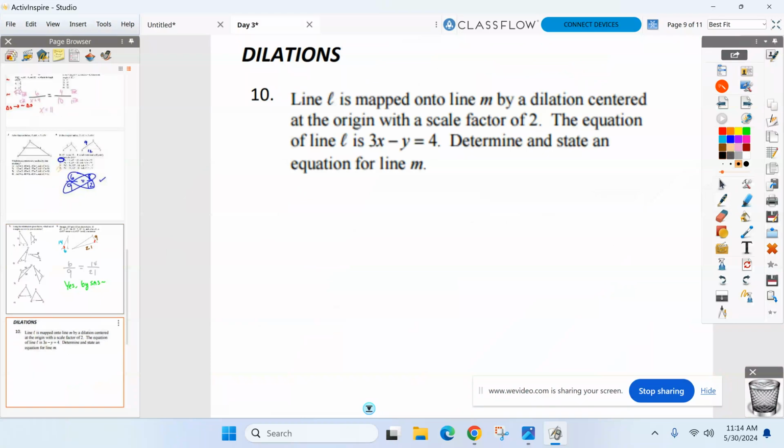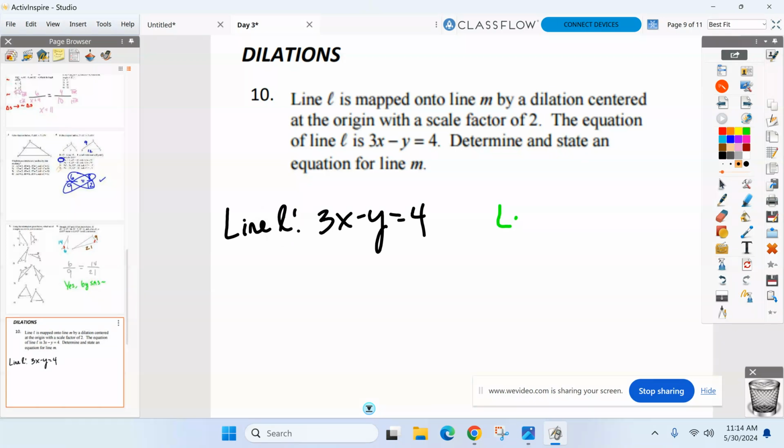We're taking line L, which they give us is 3x minus y equals 4. And they're going to dilate it by a scale factor of 2 centered at the origin. And what is line, what are we calling this one, M going to be? That's what I want.